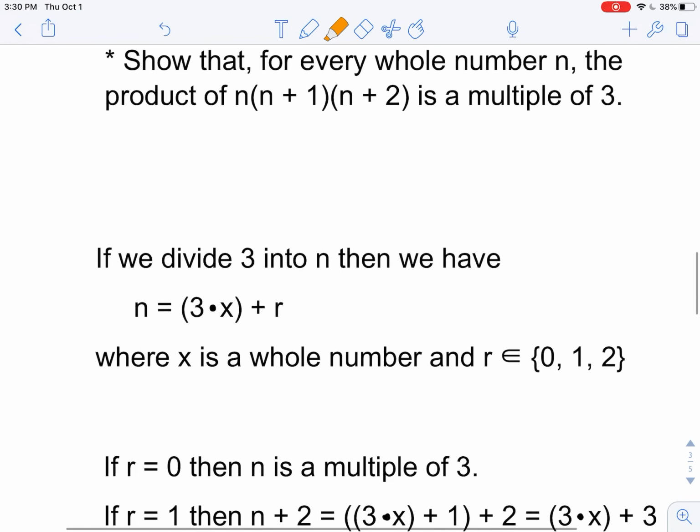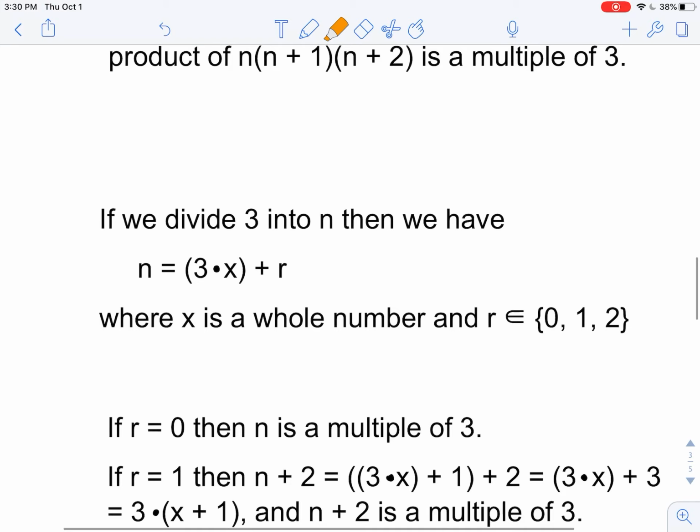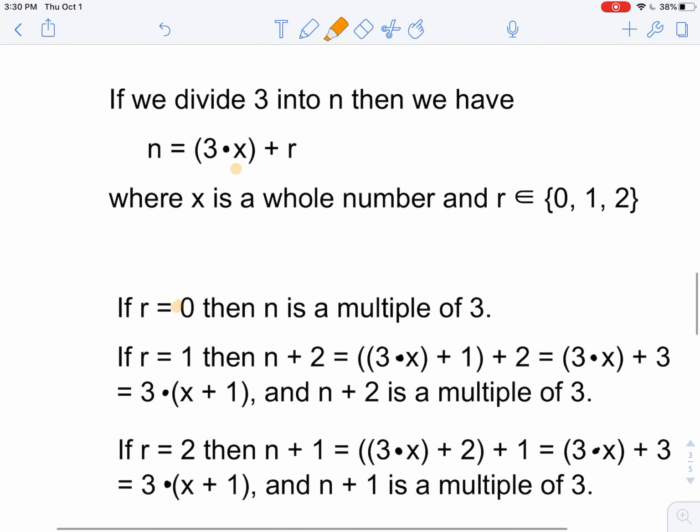You're asked to show one of the proofs: for every whole number n, the product of n times n plus 1 times n plus 2 must be some multiple of 3. Now, if it's a multiple of 3, then I should be able to divide 3 into n like so. So n is 3x plus r, and x has got to be some whole number, and r has got to be a number 0, 1, or 2 according to the division theorem.